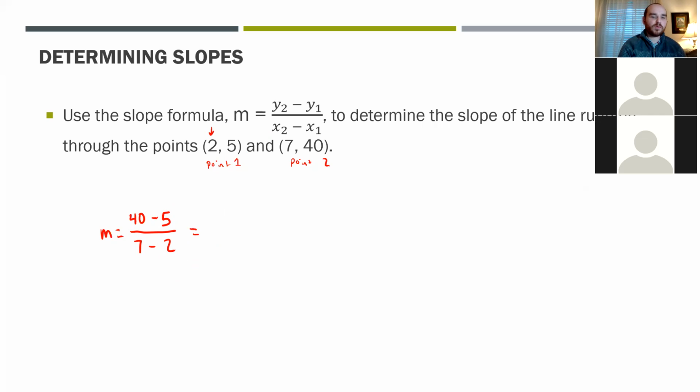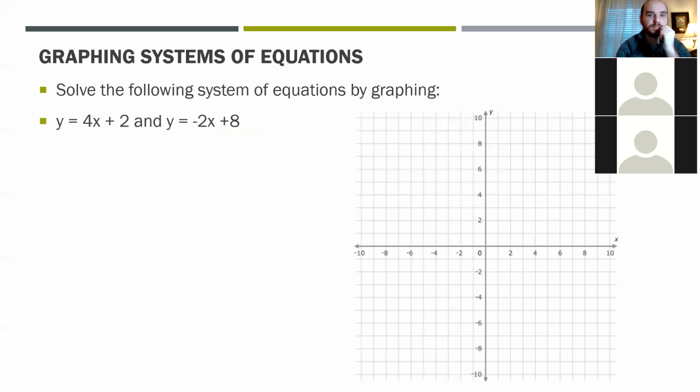So then we're going to solve this out. 40 minus 5, that's 35. Over 7 minus 2 is 5. So our slope is 35 over 5, and 35 divided by 5 is, of course, just 7. So our slope in this case is 7. And again, if this is something you're not sure about how to do, make sure you stay after class, get some help, get some practice. This will be on the review one as well, so as long as you can get through it there, you should be all right. Okay, now we get into the 2 harder ones.